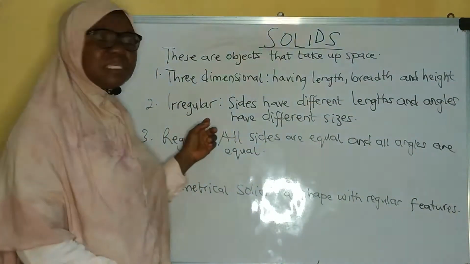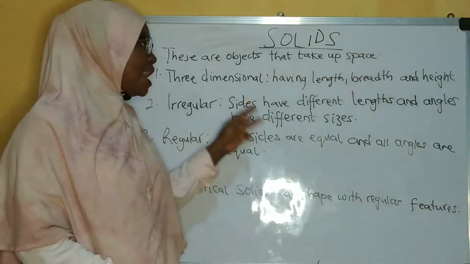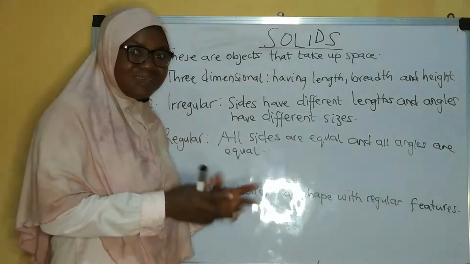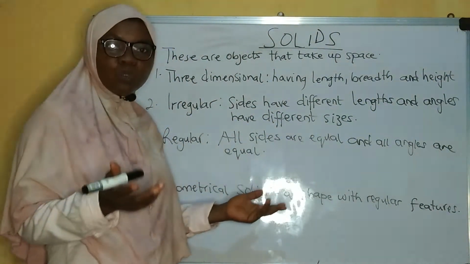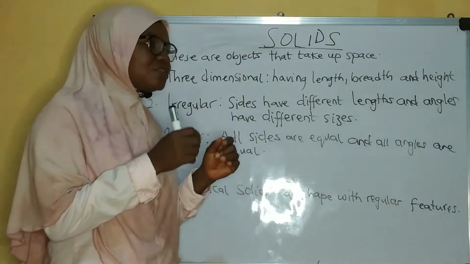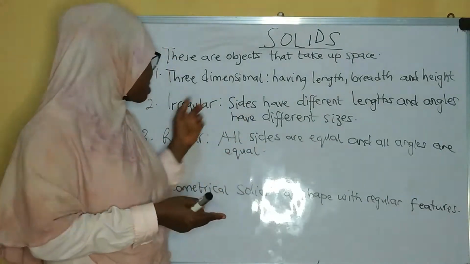Then the other one is an irregular solid. Irregular solids have sides with different lengths, and angles with different sizes. A typical example is a stone. A stone is so irregular that you can't even say, oh, this is an irregular length size, this is an irregular breadth size. No. So those are what?